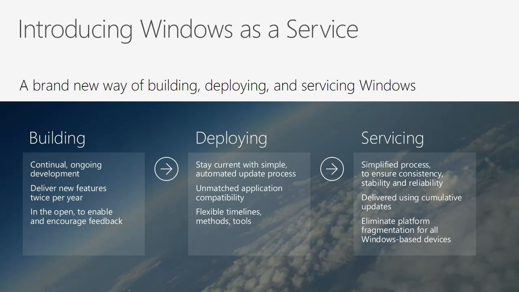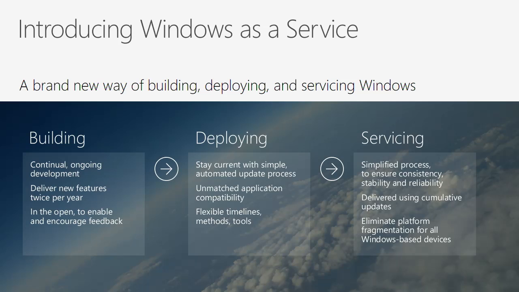Let's start off with a recap of one of the topics from that previous session, really talking about the changes that were made with how we build, deploy, and service Windows. From a building perspective, with the insider preview process, we can provide new capabilities about every month. With the deployment and servicing process, we can update Windows using monthly cumulative updates, as well as feature updates that deploy about twice per year.